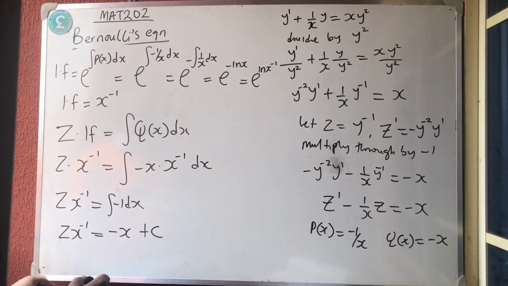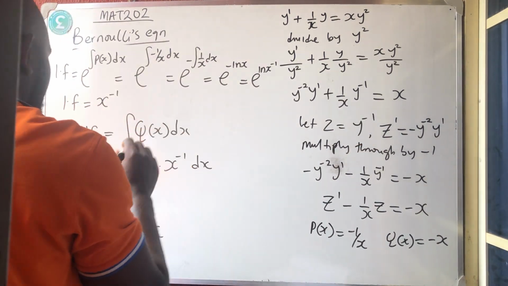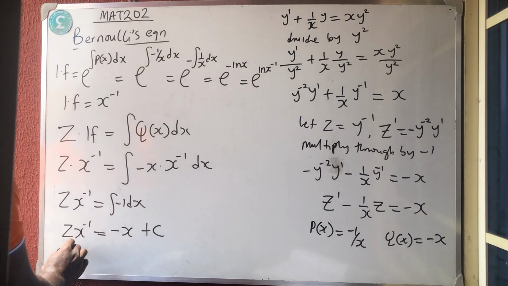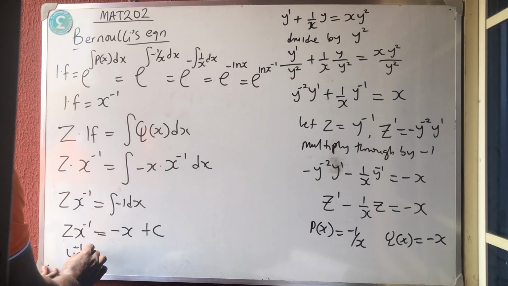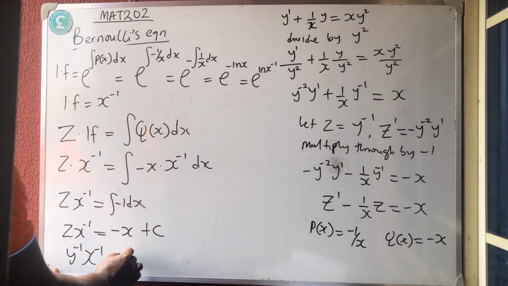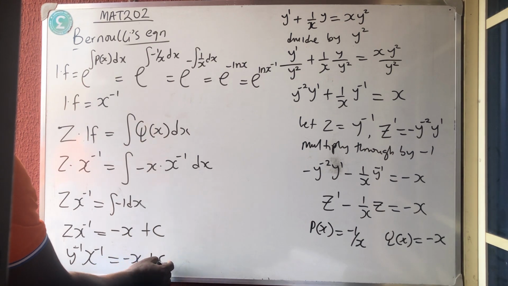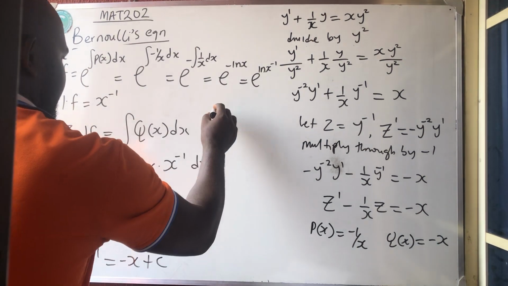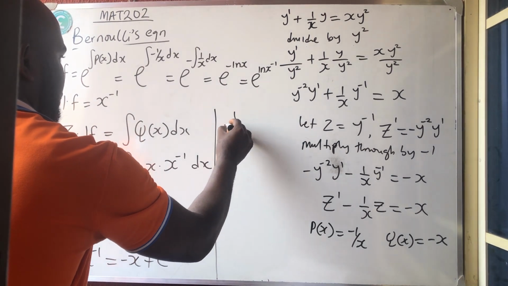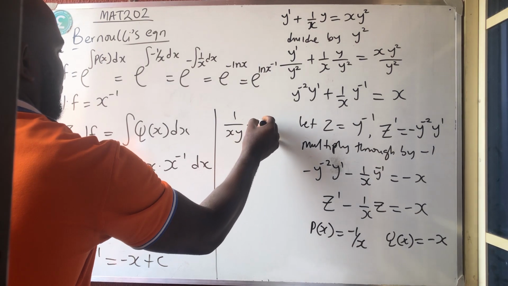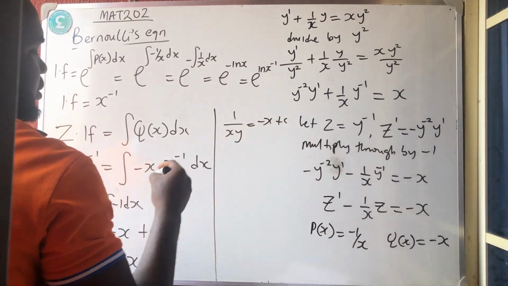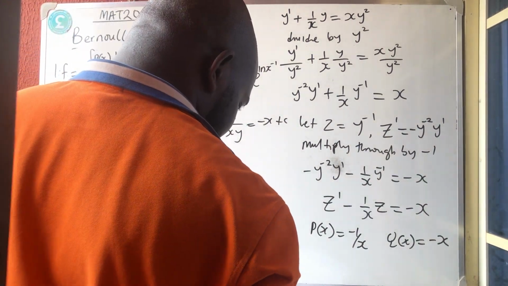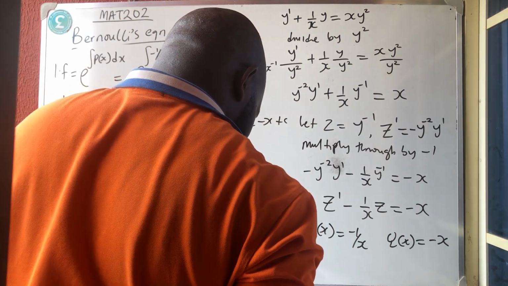So don't forget what is your z. My z is y raised to power minus 1. So I'm having y raised to power minus 1 x raised to power minus 1 is equal to minus x plus a constant. Since both of them have minus 1 in common, my final answer becomes 1 over xy is equal to minus x plus a constant. So that is that. I hope you understood.